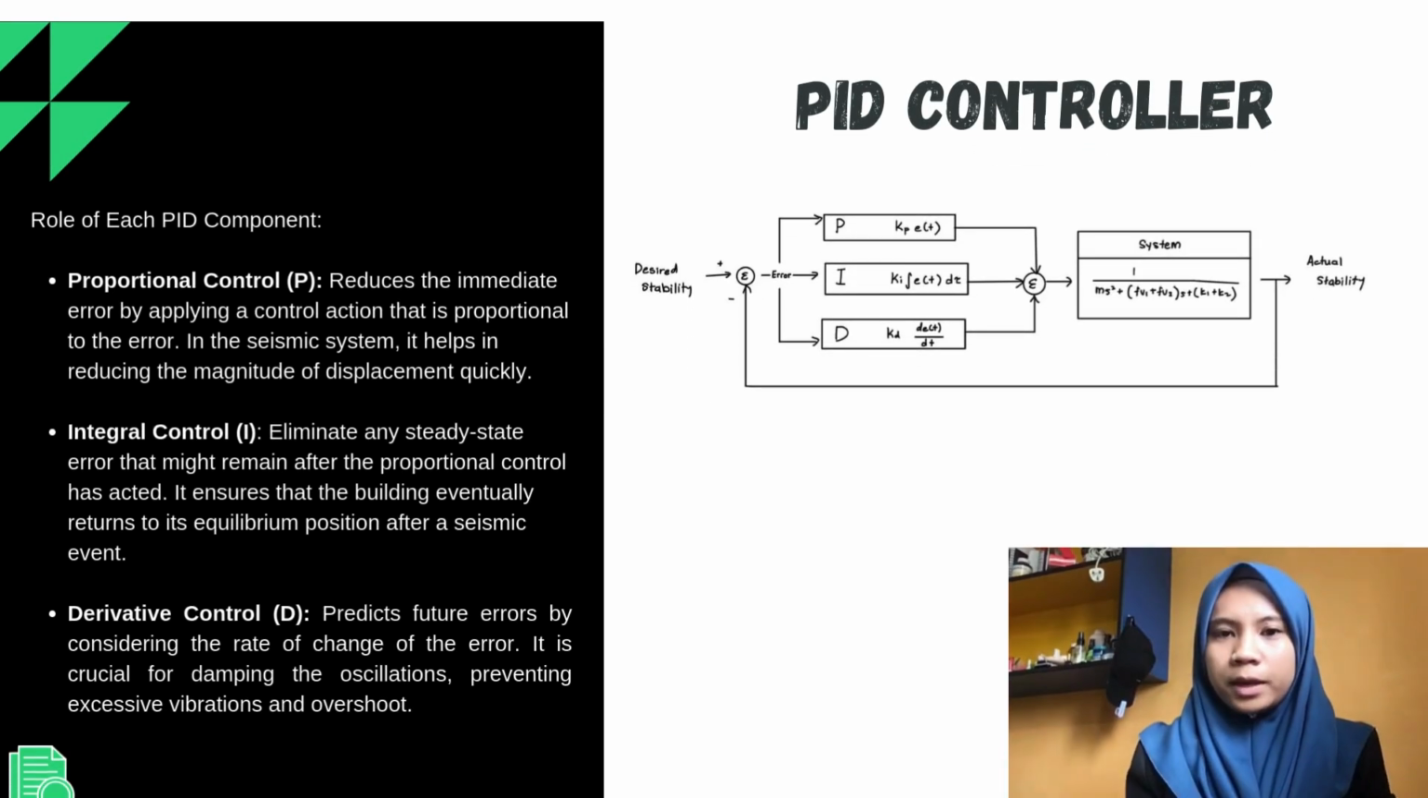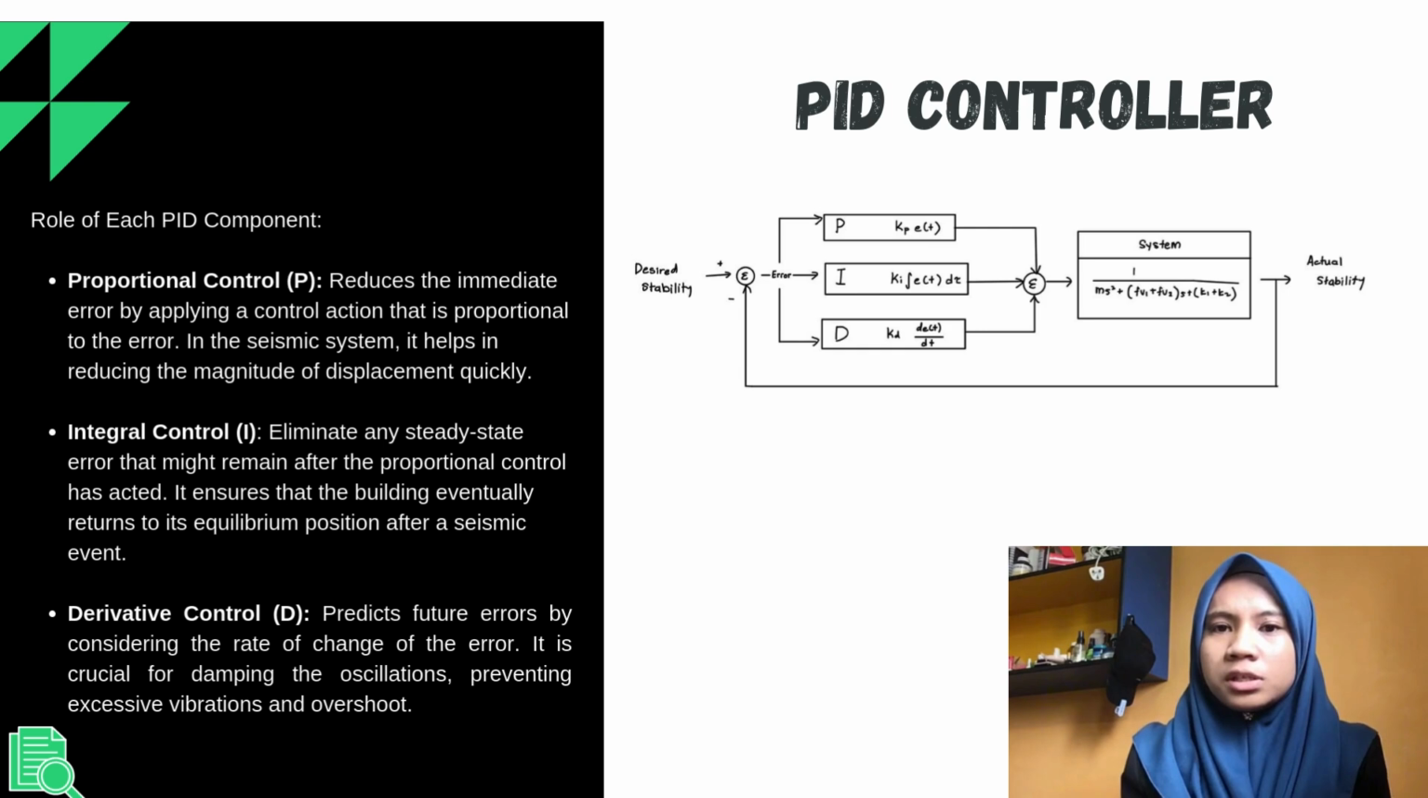The concept of PID controller. The PID controller plays a critical role in minimizing the building vibration during seismic event. It helps stabilize the building by continuously adjusting the control force applied by the tuned mass damper, ensuring the building returns to its equilibrium state as quickly as possible after being disturbed by seismic force.